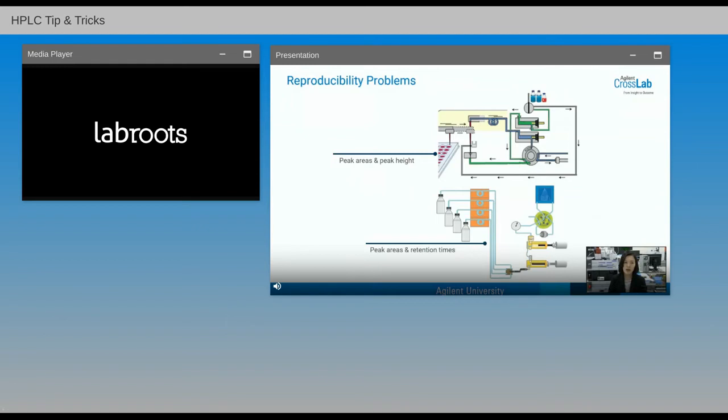This is a diagram of how the autosampler works, and also to show you that the reproducibility problem due to area count is mainly coming from the needle portion. So if you look at this, peak area and peak height are mainly due to the autosampler. Peak area and retention time are mainly due to the pump, because the pump is the part that controls the flow of the solvent and the ratio of the solvent mixing. So what is the ratio of the organic solvent and water content? This will also affect the peak retention time.